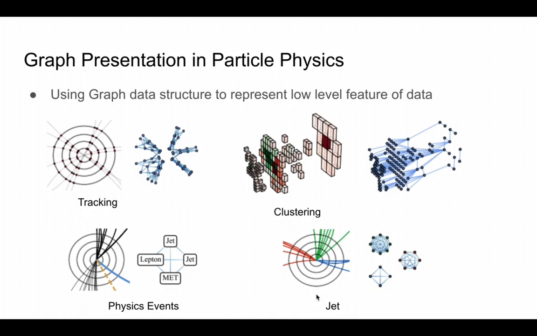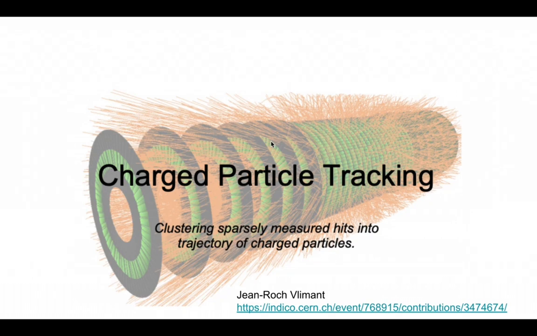Graph can also be used for jet classification. A jet is a protocol of a quark or gluons. There are different types of quarks. The constituents of a jet can be described as nodes. The linking between the particles, that is, the edge between the nodes, such structure could be used to classify different types of the quarks. In the hands-on activity this week, we will work on the charged particle tracking problem. The goal is to cluster sparsely measured hits into trajectories of charged particles.